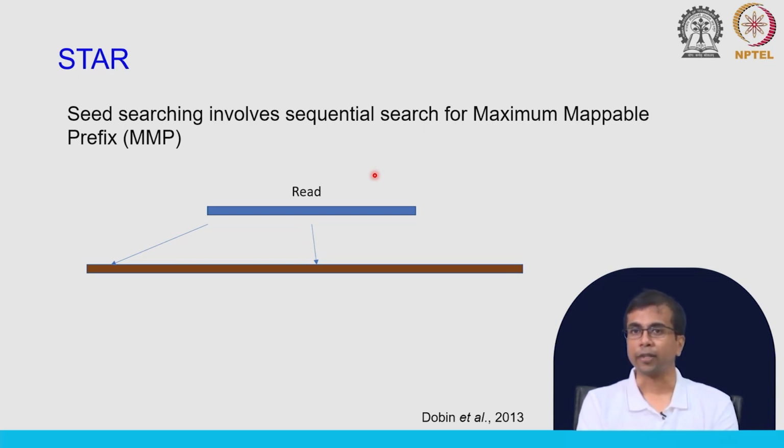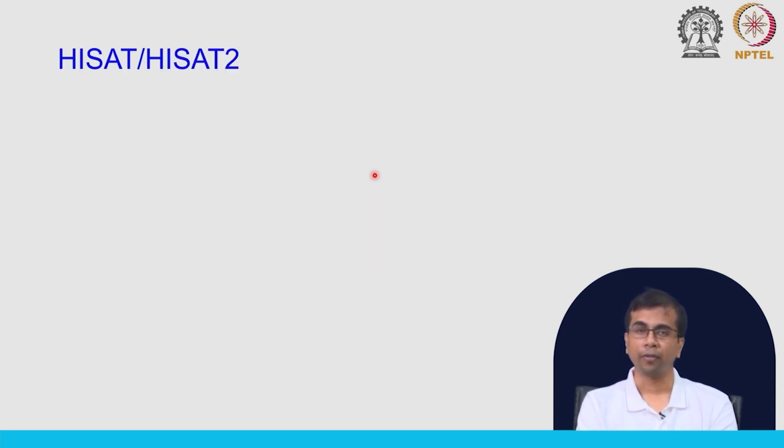So, this tool works well with quite a bit of efficiency, but of course, you remember, seed searching is quite a tedious process, and it might take a bit of computational time. So, we will talk about this tool HISAT and HISAT2. This is version 2 now. This is used for read mapping in RNA sequencing data.